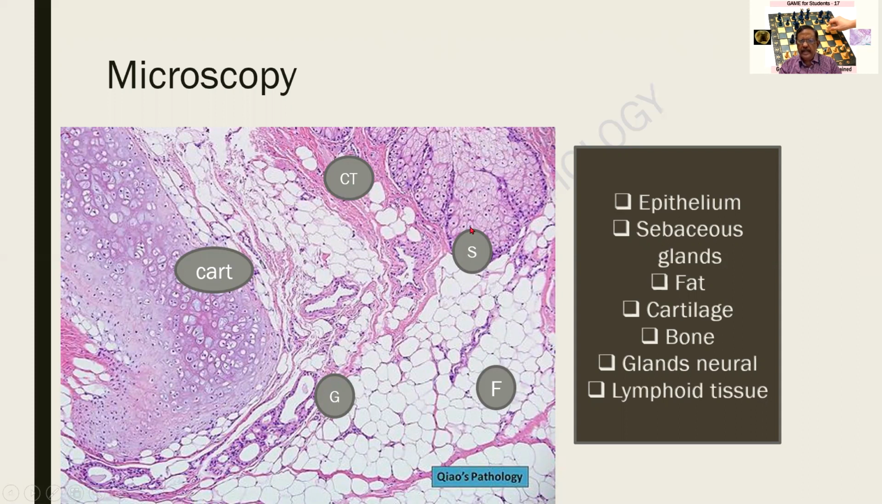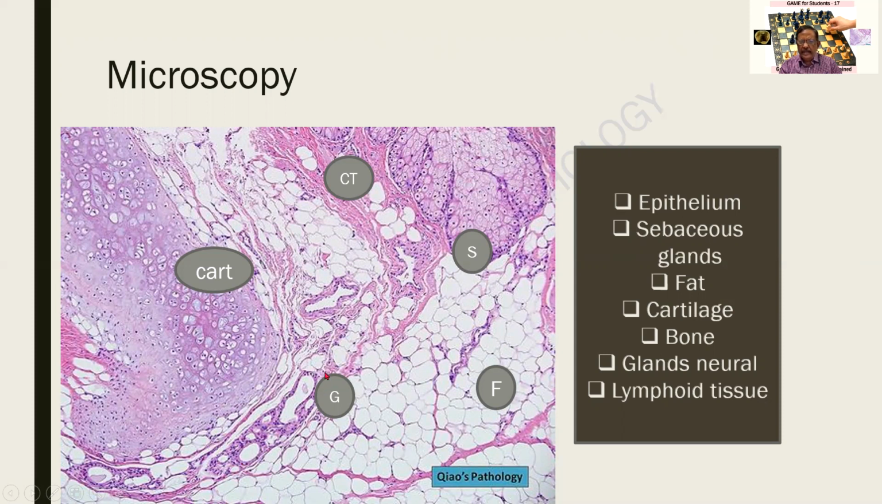Then S stands for sebaceous glands. I am finding large cells which have a clear cytoplasm and central nucleus. These sebaceous glands are part of the skin. Fatty tissue, adipocytes, are seen in sheets. And there are also some glandular elements which are lined by epithelium.